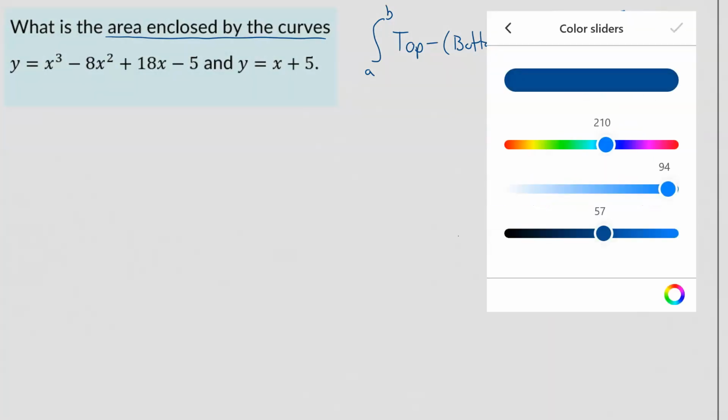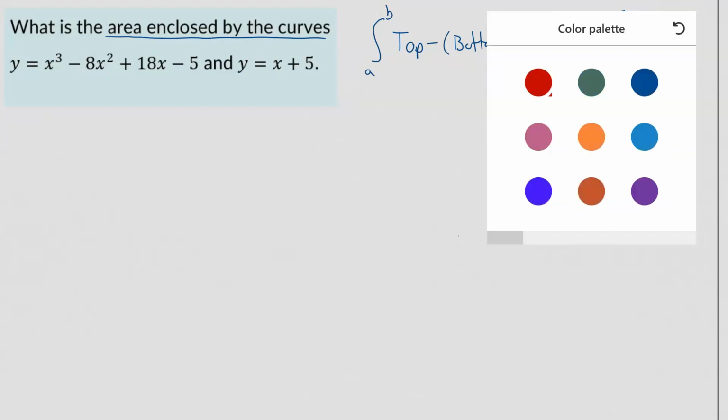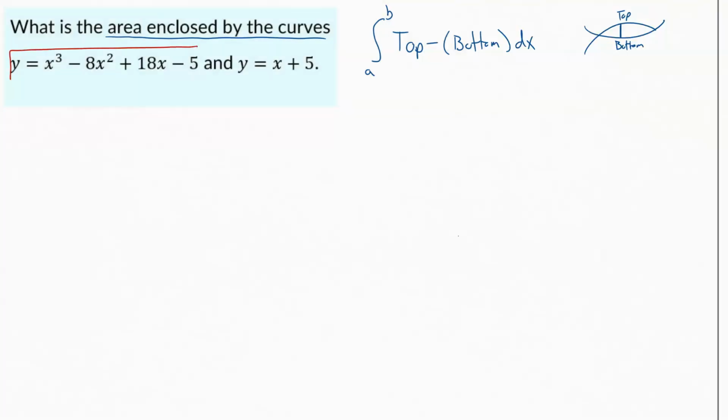So we're going to start by putting these equations into our y equals. So the first equation we're going to pop into y1, we're going to put x cubed minus 8x squared plus 18x minus 5. And then in y2, we are going to put the second equation, which is x plus 5. And what we're going to find by graphing this is two things.